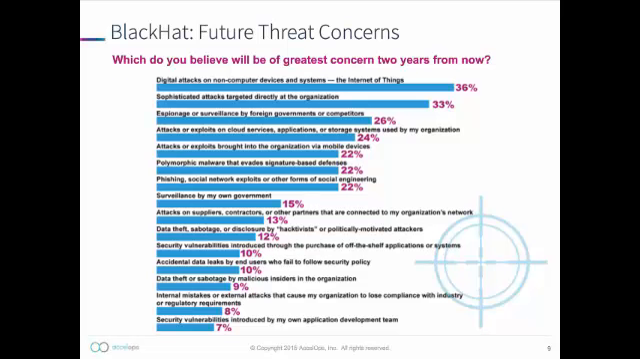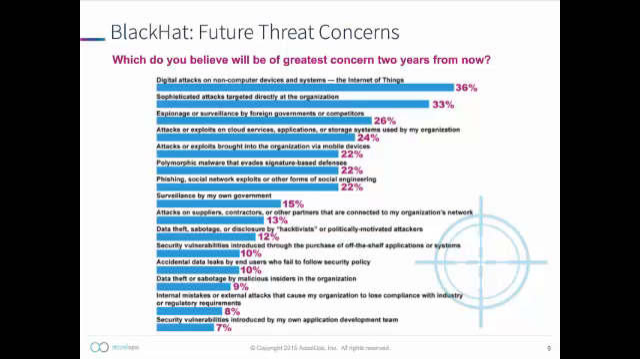So digital attacks, Internet of Things is a huge concern for most businesses. Sophisticated attacks coming directly at the organization. And also cloud services are becoming more and more on the radar as a potential source for security and compliance breaches.